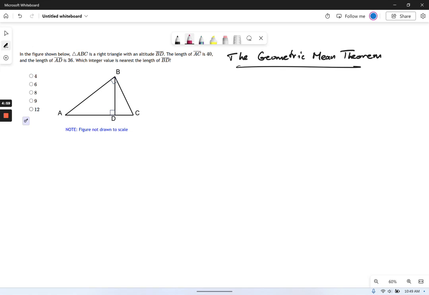Something special happens when you have a right triangle and you drop an altitude. Now, if you've forgotten, an altitude is when you make a vertical line like this, starting from one vertex and going to the opposite side. It creates a right angle right here.